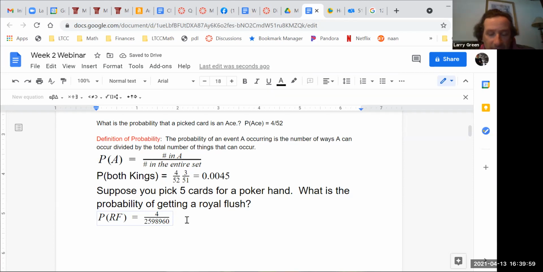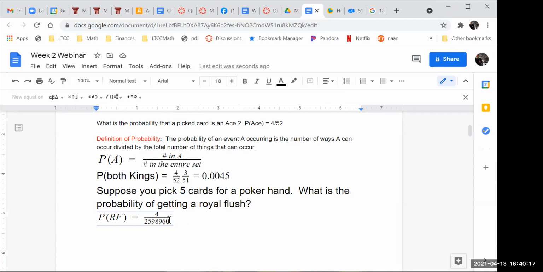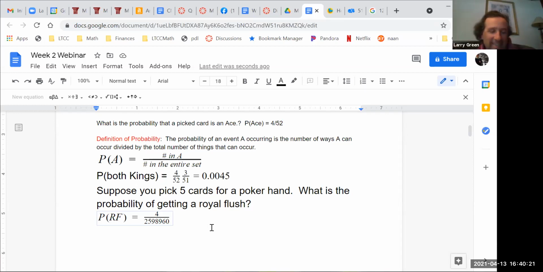Okay. So by the way, if you picked 5 cards and you got a royal flush, would you be surprised? What do you think? Or you'd be like, yeah, that happens. That's normal. What do you think? No, you'd be surprised. You'd be incredibly surprised. We're talking about less than 1 in 1.5 million probability. Any questions on that?